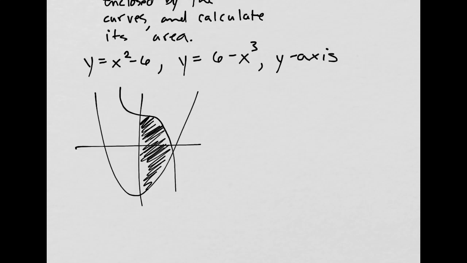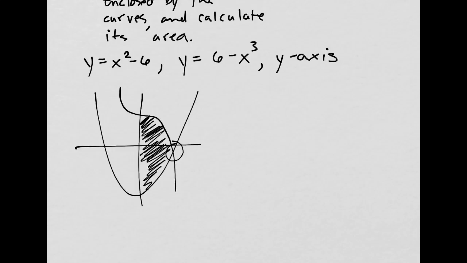Like, the left side of it is x equals 0. That's easy to see just because it gave us the y-axis as one of our boundaries. The other boundary is when x is that. And that is where x squared minus 6 and 6 minus x cubed cross. What I usually do is look at the graph and guess something, if I can, or set the two functions equal to each other. So here, let's see what happens.